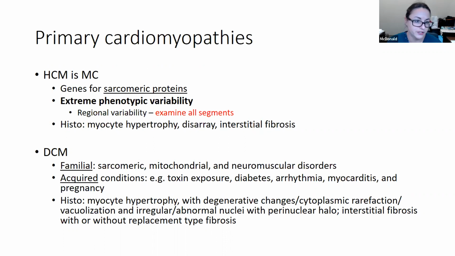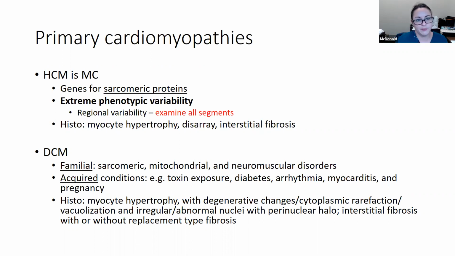So it is very important to thoroughly examine all segments of the heart when you're dissecting it to look for even those one or two regions that may be thickened. So the classic histology is going to be the myocyte hypertrophy with the architectural disarray and interstitial fibrosis.